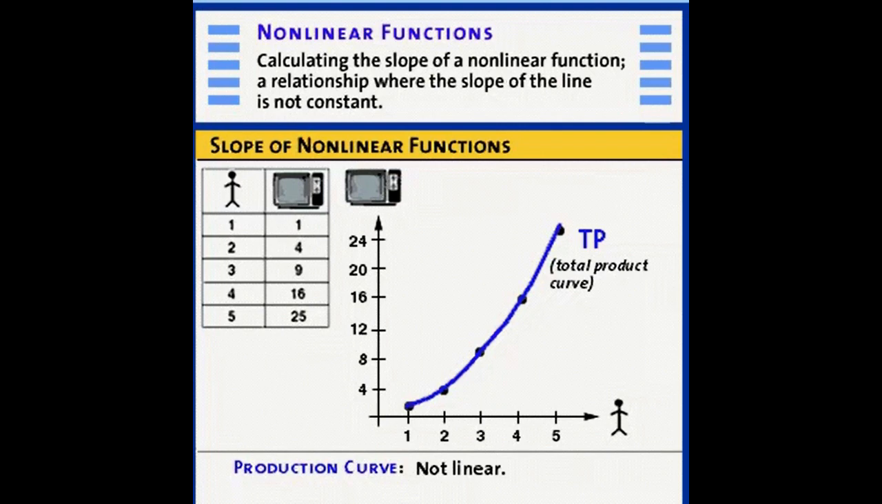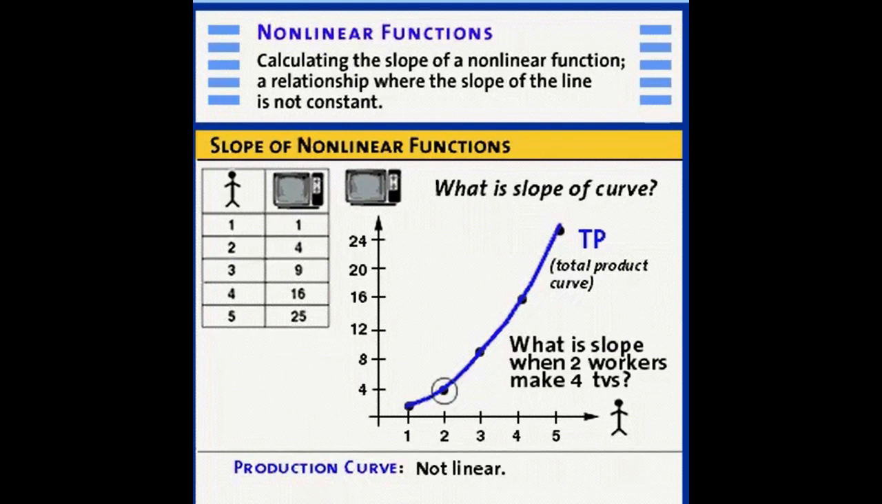What I'm mainly interested in at this point, though, is figuring out what the slope of this curve is at a particular point. Say, for instance, we are looking at this point right here, the point where we're hiring two workers and making four television sets in a day. What is the slope of the curve at this point? That is, what's the rise over the run? How many extra television sets will I be able to produce if I hire an extra worker?